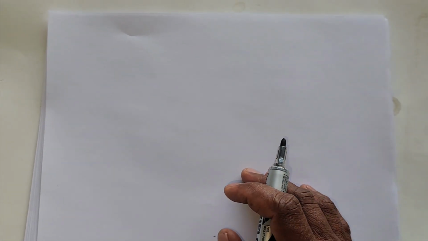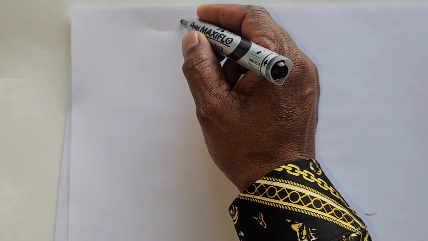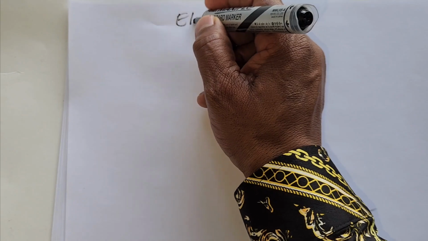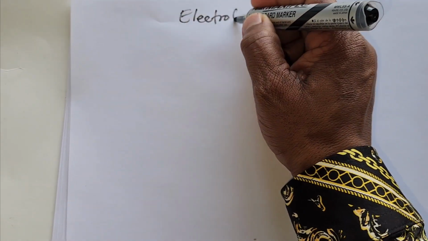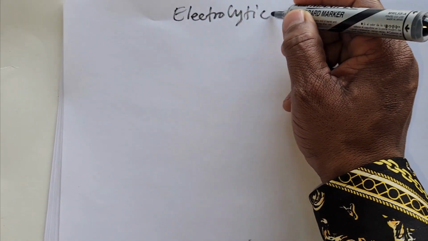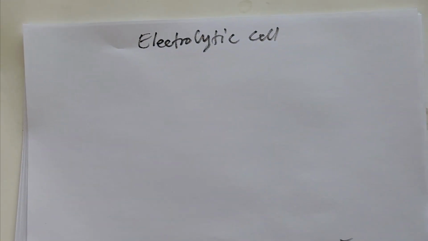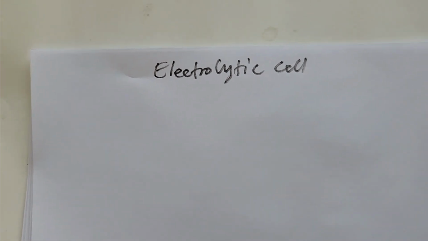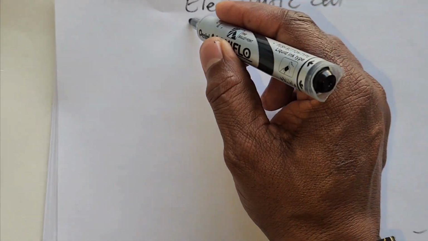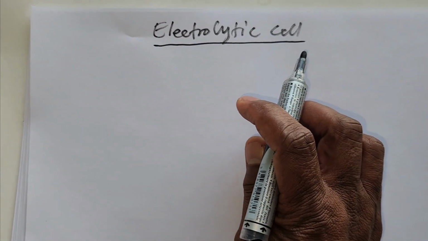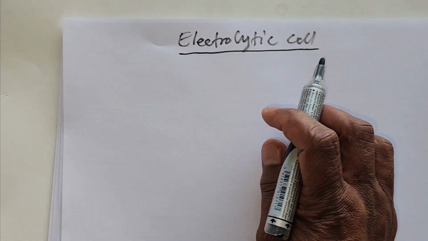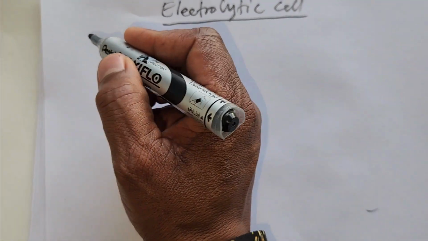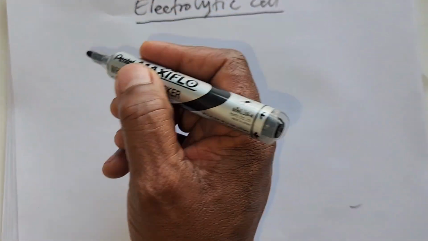Welcome back. We are continuing in the electrolytic cell. As we say, the cell converts electrical energy to chemical energy. There are some definitions that might be elusive to some of the learners.